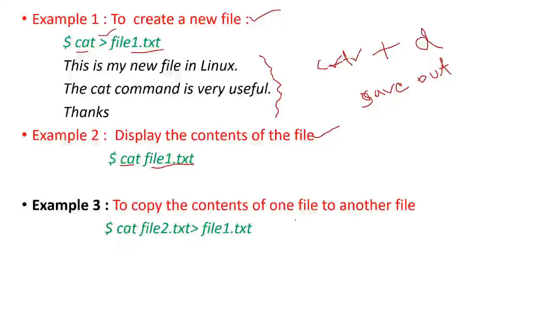Next example, how to copy the contents of one file into another using the cat command. Just type the cat command, file2. You are going to use the output redirection operator here, and file1. So the contents of file2 will be copied to file1. If there are already contents in file1, all these contents of file1 will be erased, and whatever contents are there in file2 will be copied to file1.